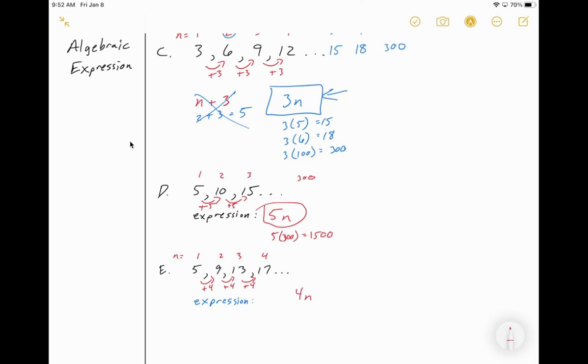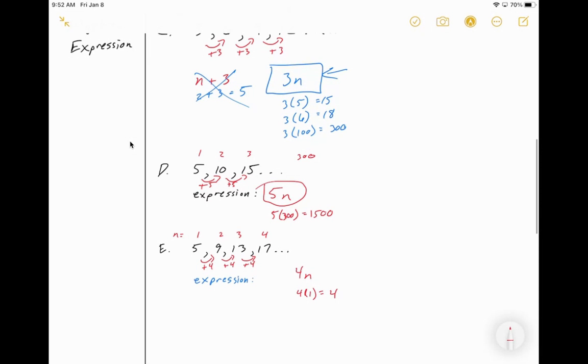But here's the problem. If I plug in 1 there, I only get 4, but I should get 5. Uh-oh. And if I plug in 2, I get 8, but I'm supposed to get 9. And if I plug in 3, I get 12, but I'm supposed to get 13. So what do I have to do to each of those numbers?